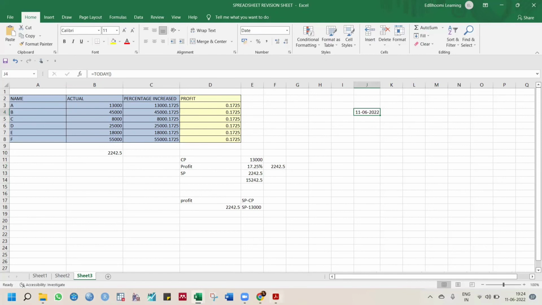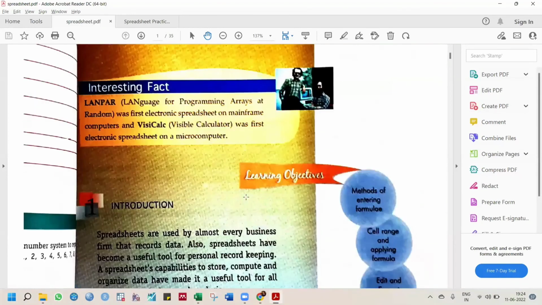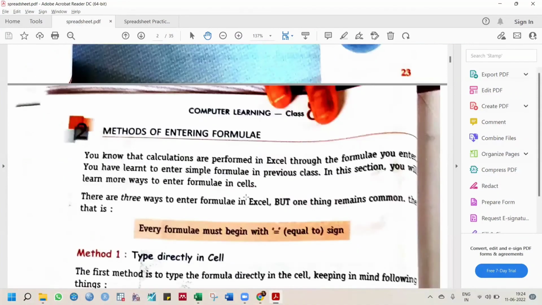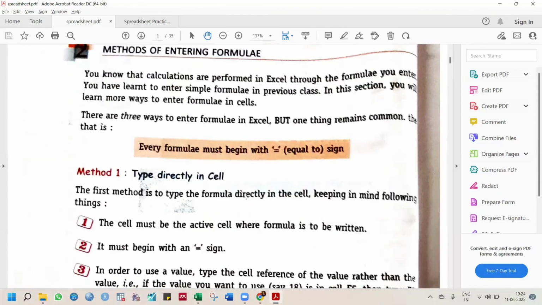Okay, let's go to the spreadsheet from the beginning. Are you on the spreadsheet with me? Yes. Okay, so the first part is about how to enter the formula. So you know this, we use the equal to sign.